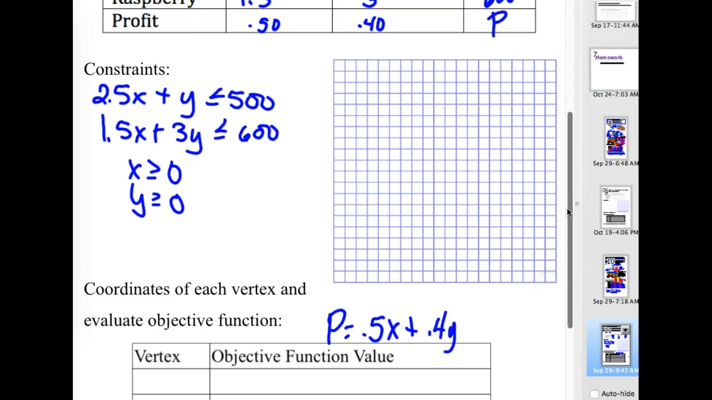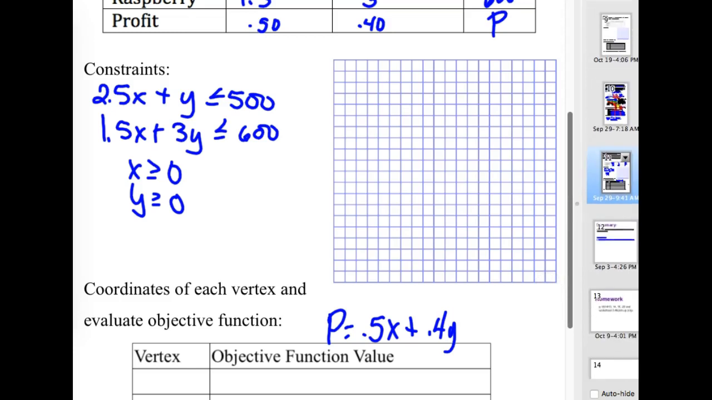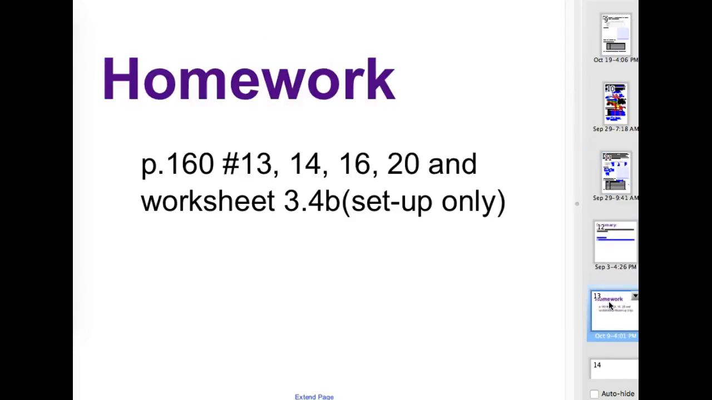Okay. So your homework, you have 4 questions to do from your book, 13, 14, 16, and 20. You are going to do the whole process for those 4 problems. Then I have 3 questions on a worksheet that I just want you to set up the constraints and the objective function like we did on the last example. Does that make sense?